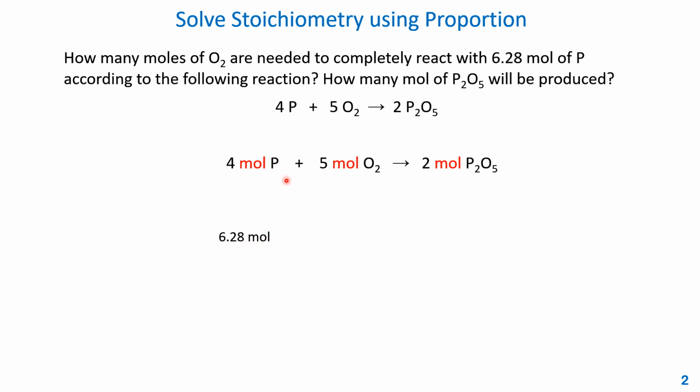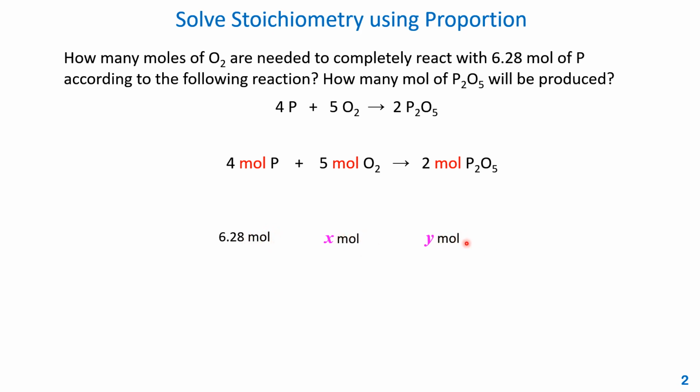And then the question is how many moles of oxygen molecule are needed and how many moles of the product will be formed. So we can use X, Y, and Z if you have another question, as the symbols of the unknowns. Let's say we will need X moles of oxygen molecule and produce Y moles of the product, diphosphorus pentoxide.